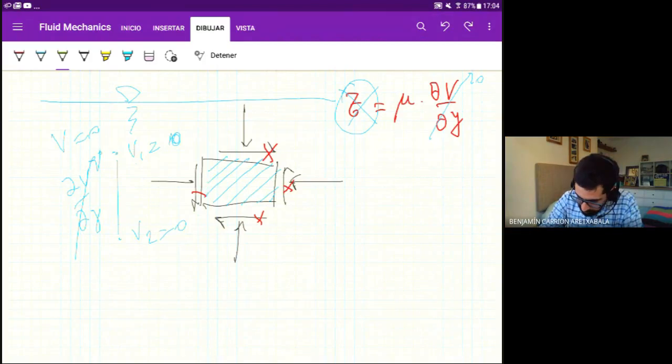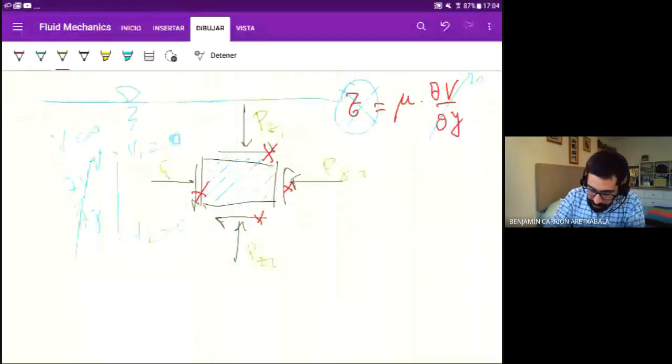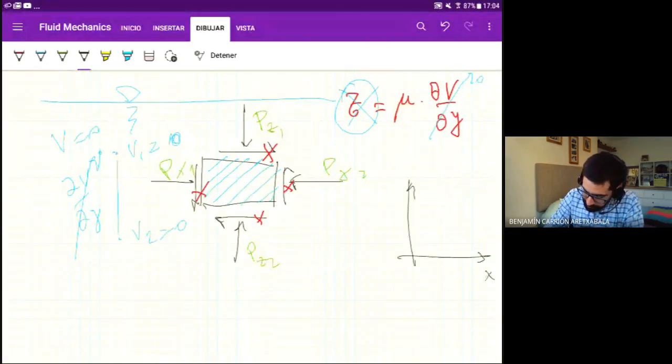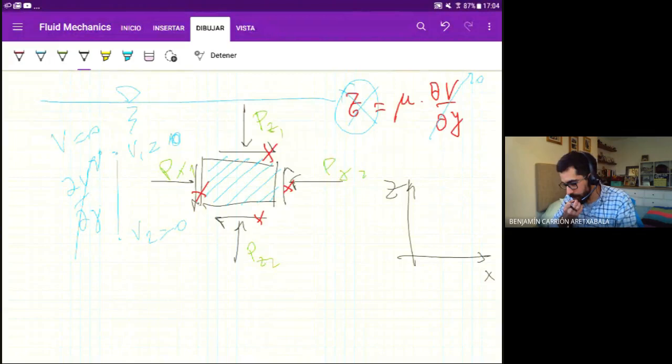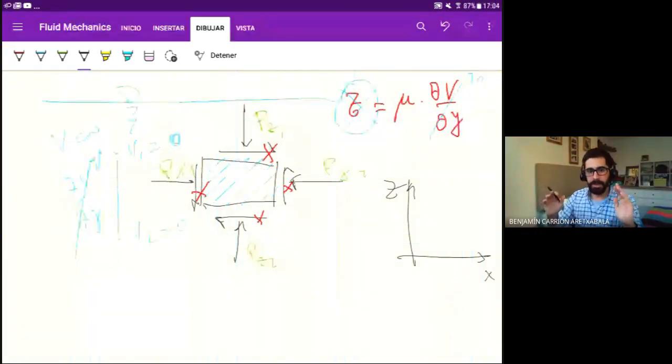So this is pressure, and this is some other pressure. Let's say Z1. This is pressure Z2, and this is pressure X2, pressure X1. This is assuming a coordinate system like this. Okay, I'm sorry for the school children level of the drawings, but it's the best I can do in these circumstances. Okay, so in a fluid at rest, we don't have shear stresses. We only have pressure.